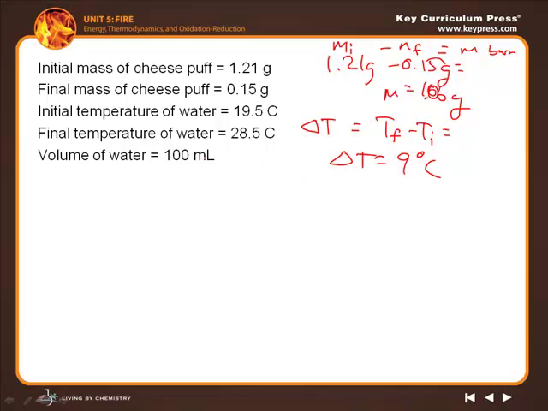Our volume of water is 100 milliliters. How do we convert that to mass? It's going to equal 100 grams. If you got 100 milliliters, we know that 1 milliliter equals 1 gram. We can set up a proportion. 100 milliliters is going to equal 100 grams for its mass.